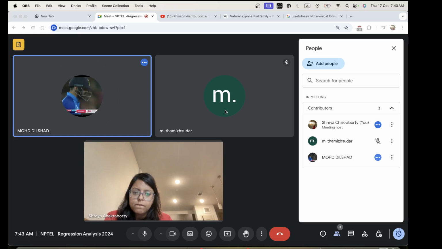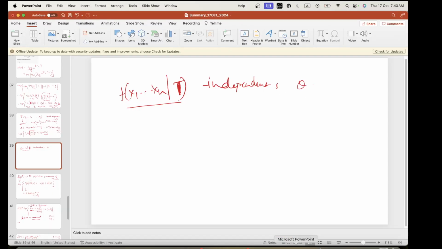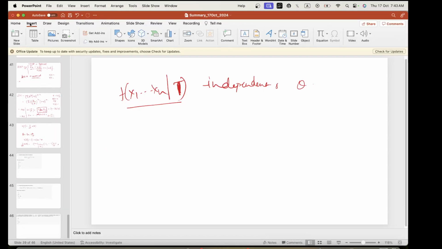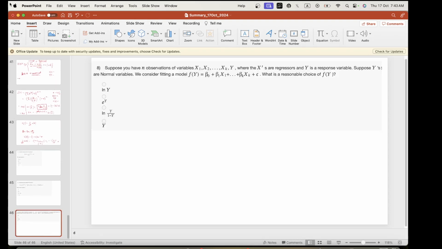Ma'am, multicollinearity, can you explain in very short the major points, like checking whether any multicollinearity exists or not?